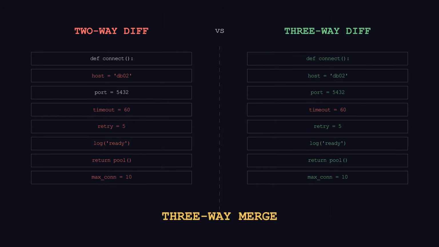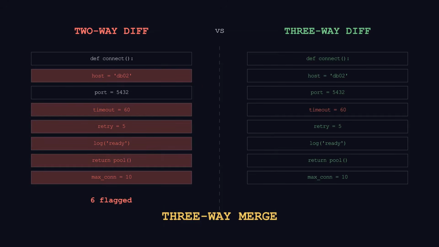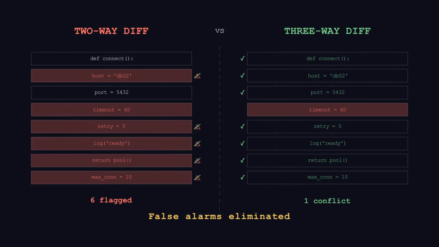This is why 3-way merge is so powerful. 2-way diff would flag every difference between your file and theirs. 3-way diff only flags actual conflicts. The base file eliminates all the false alarms.